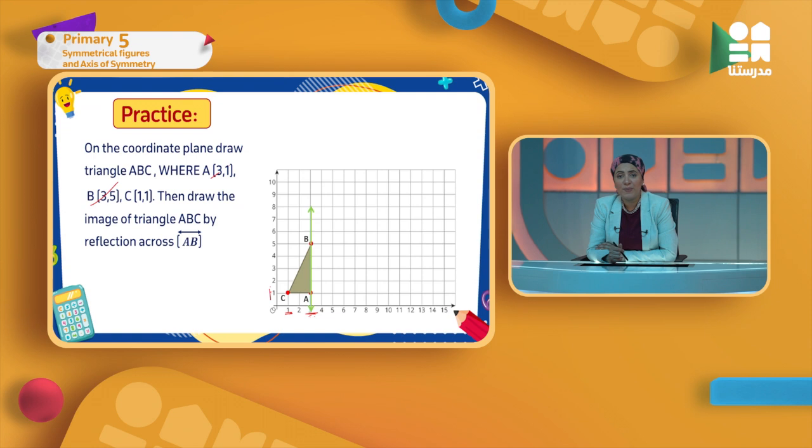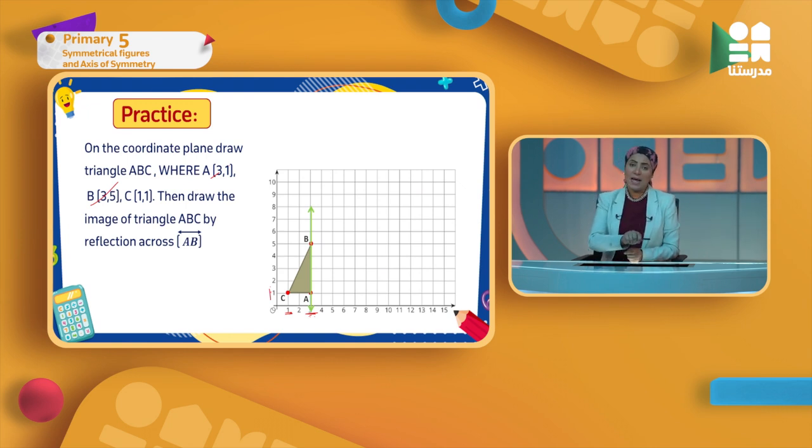So this is going to be my mirror line. I will draw the reflection of this triangle A, B and C. The points A and B are already on the straight line, so I don't need to draw them one more time. Since they are already on the line of reflection, or mirror line, I don't need to draw them again.